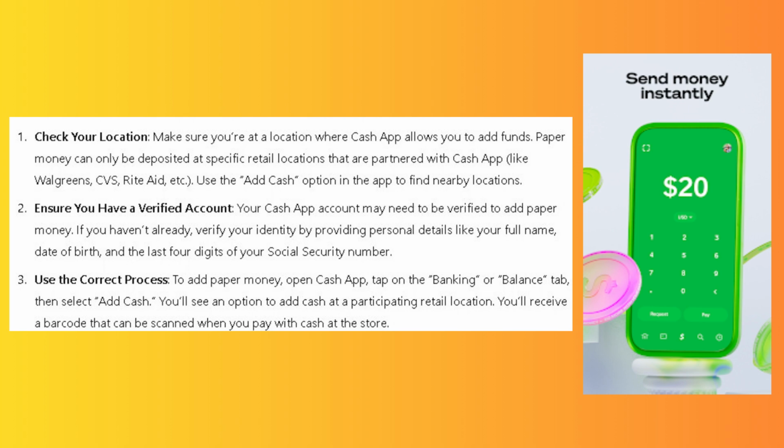Then, use the correct process. To add paper money, open the Cash App tab on the Banking or Balance tab. Then, tap the Add tab. You will see an option to add cash at participating retail locations. You will receive a barcode that can be scanned when you pay with cash at the store.